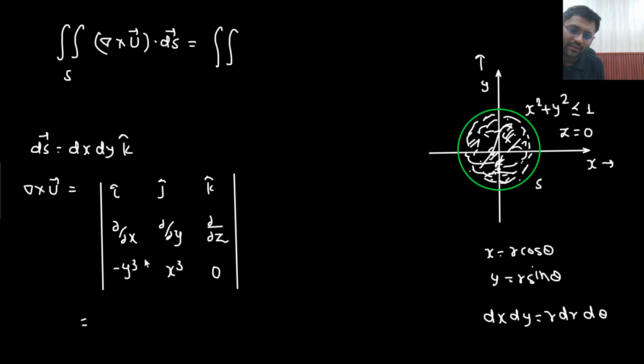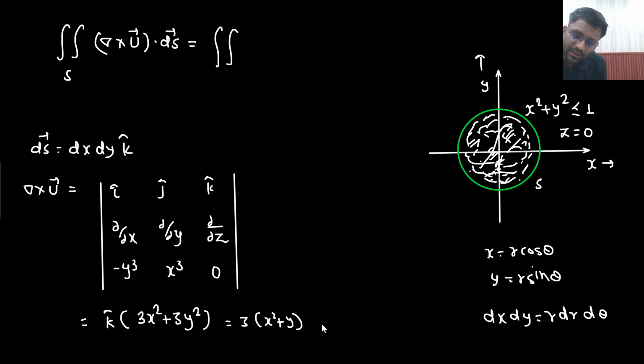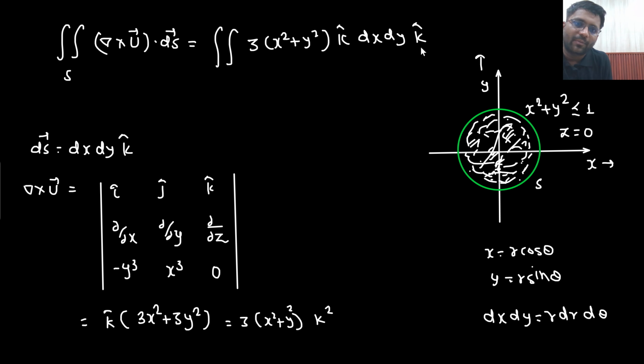So what you are getting here, if you do it with respect to i cap, 0. With respect to j cap, this will also be 0. With respect to k cap, you will get 3x square plus 3y square, right? So 3x square plus y square k cap, dot dx dy k cap. So k cap dot k cap will be 1. So 3 goes outside, x square plus y square dx dy.